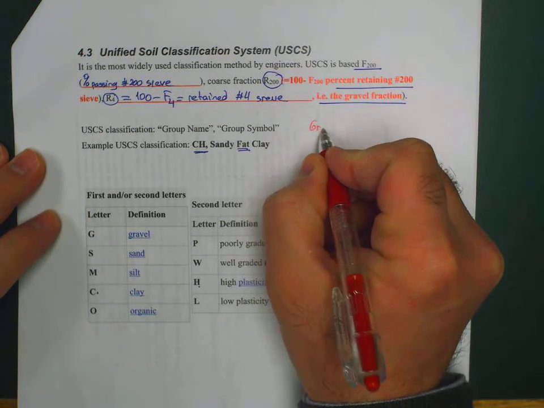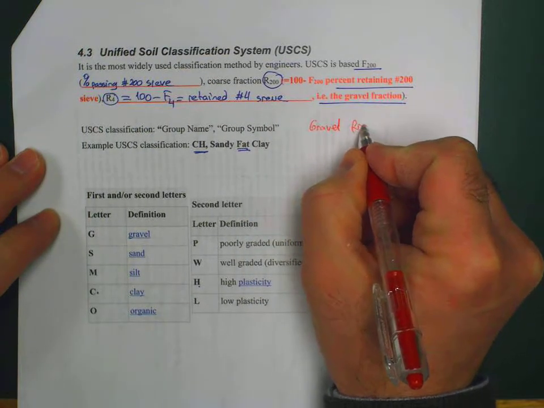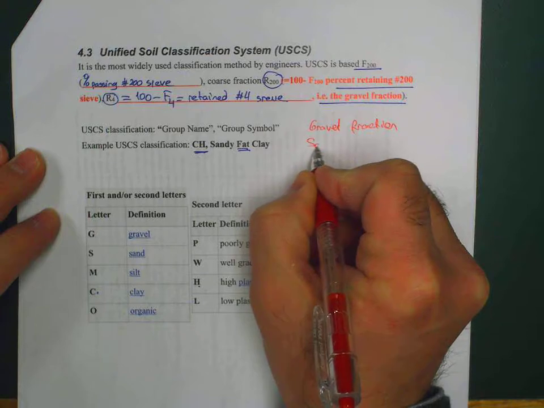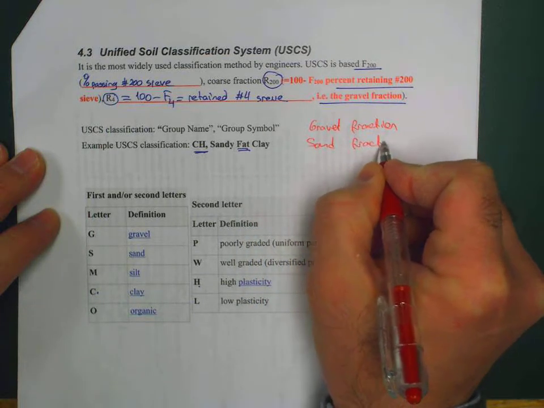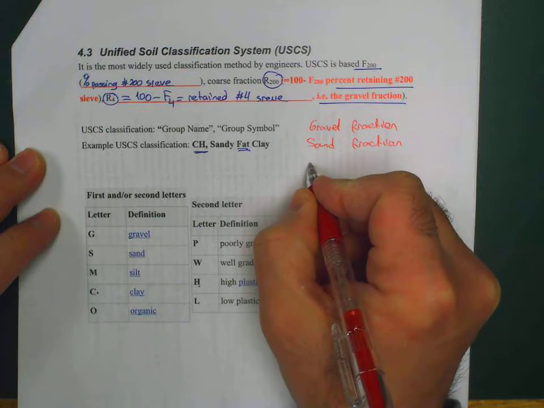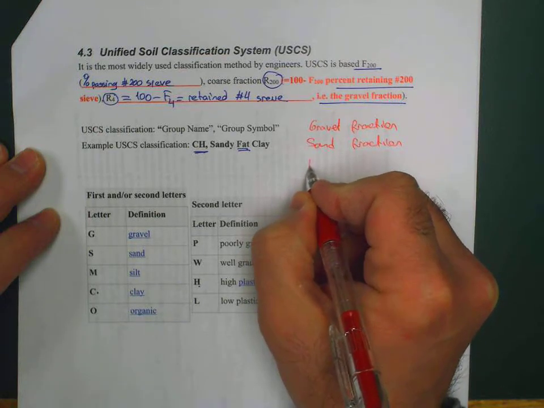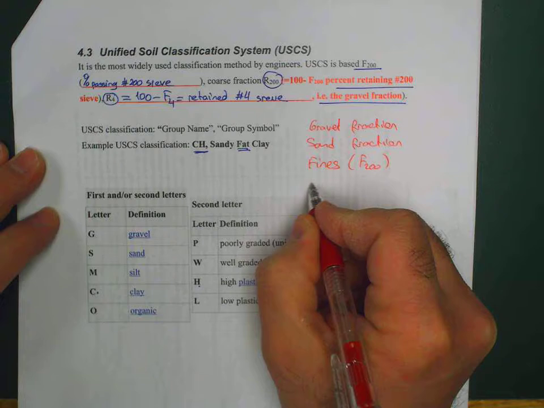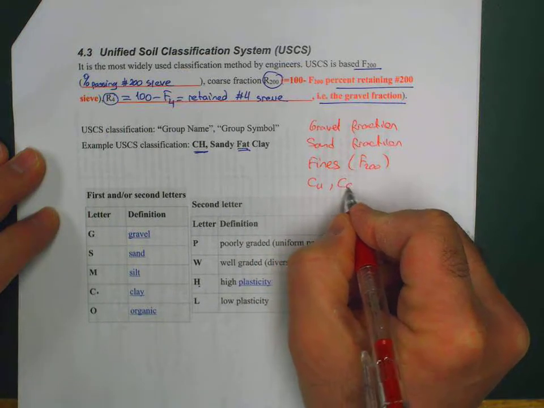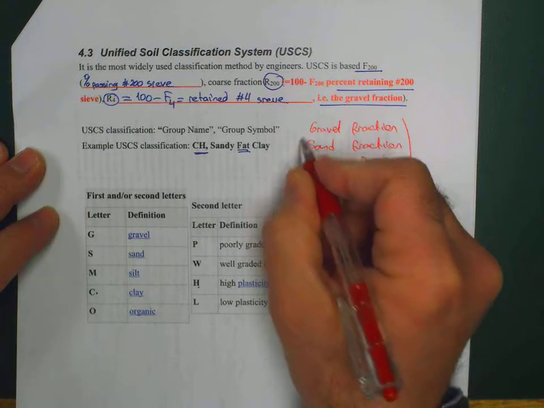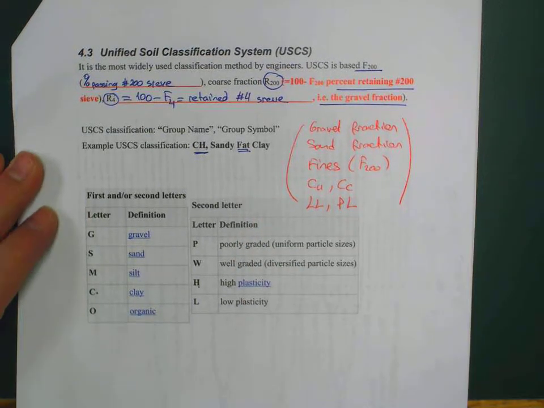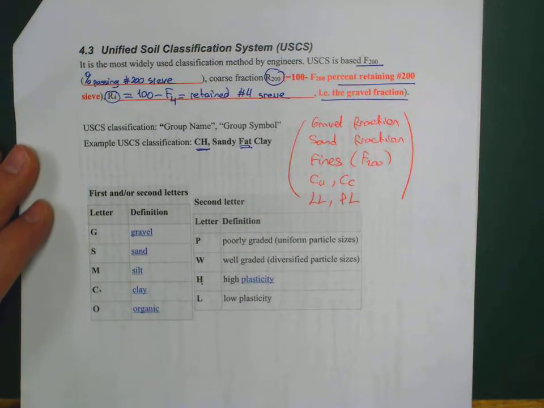Typically, gravel, sand fraction, fines: F200, Cu, Cc, liquid limit, plastic limit. These parameters are needed to classify the soils.